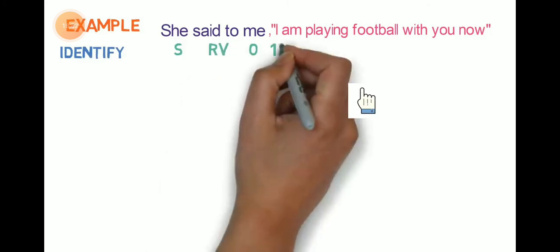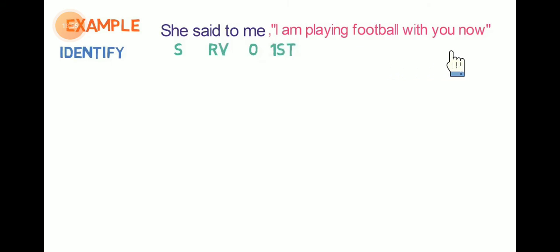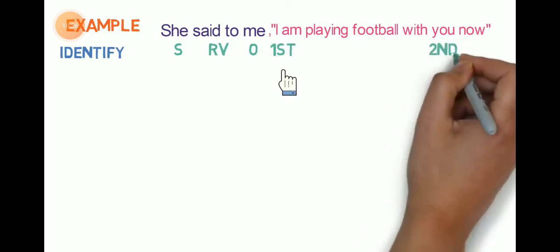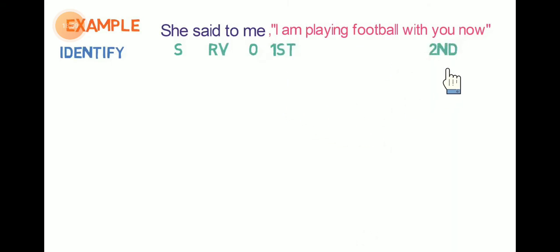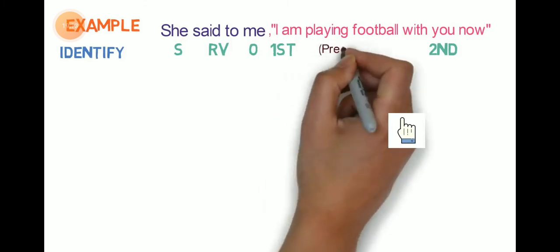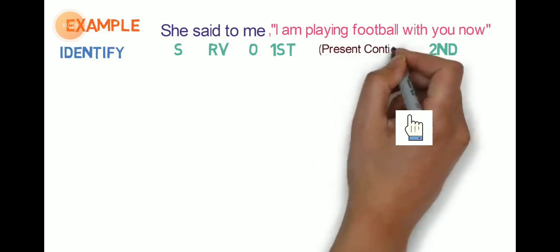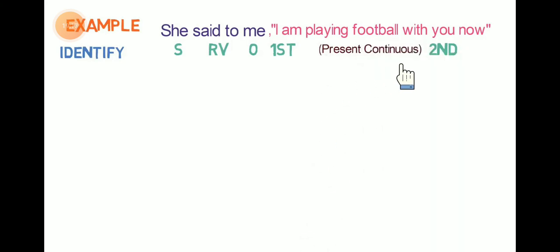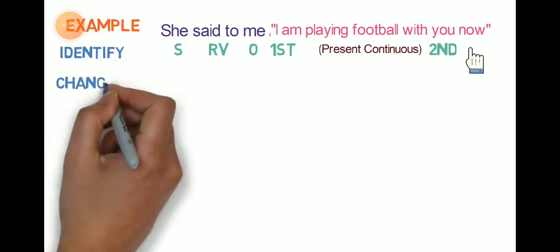Then comes "I am playing football with you now." So "I" is here first person, "you" is here second person. Then "am playing," which form of the tense is it? "Am playing," can you guess? "Am playing" is here the present tense. It is the present continuous tense. And "now" is a time word.